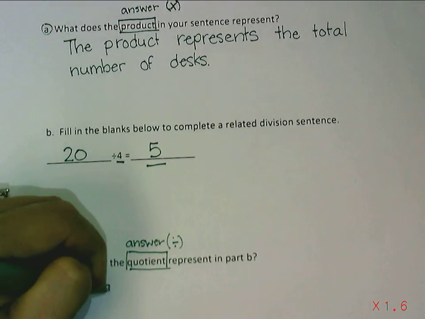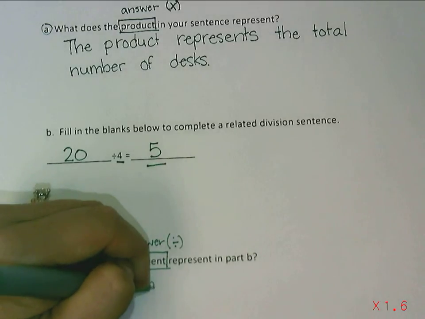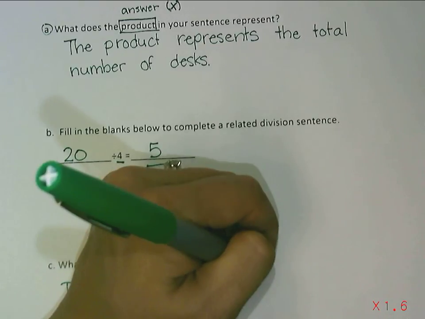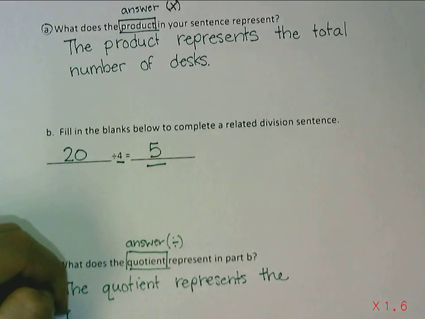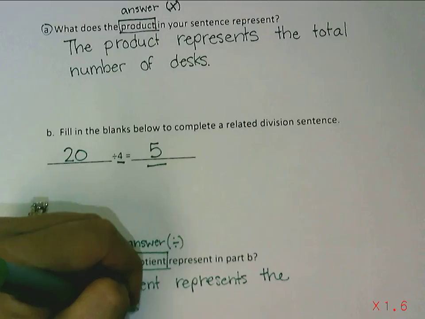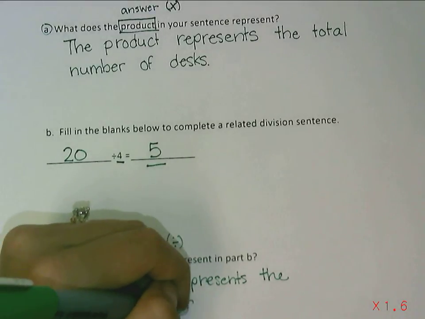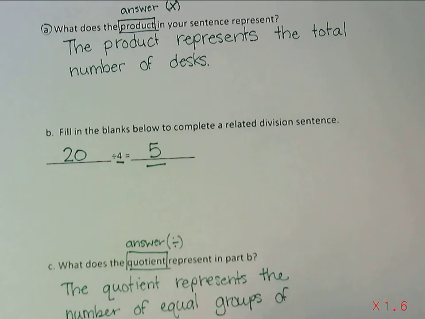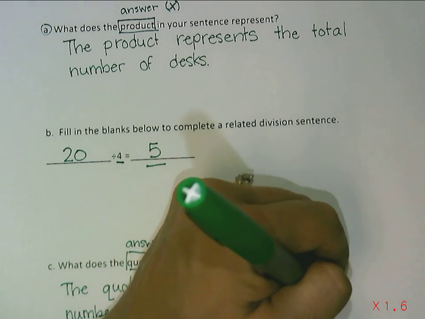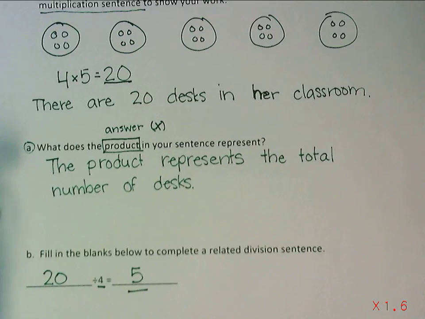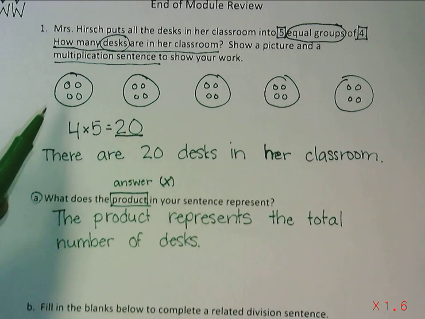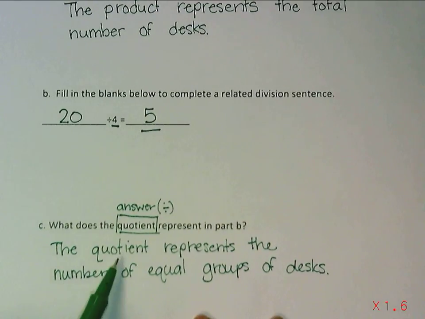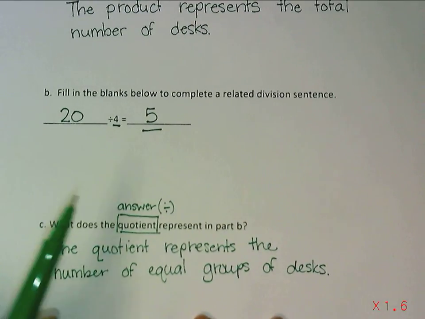The quotient represents the number of equal groups of desks. Because that's what we're talking about, Mrs. Hirsch's desks, right? Desks. And we have 1, 2, 3, 4, 5 equal groups of desks. So the quotient represents the number of equal groups of desks.